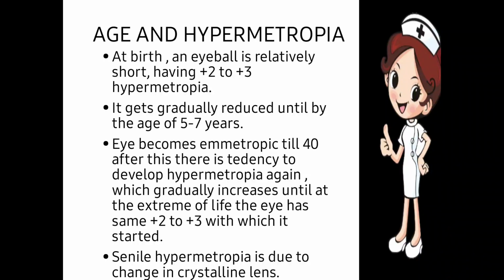Next one is senile hypermetropia, which is due to change in the crystalline lens. If any kind of change takes place in the crystalline lens, then senile hypermetropia takes place. Senile means age related hypermetropia, which I have talked about. After the age of 40, everyone gets the plus power. As the age increases from 40 to 55 and above, the hypermetropia keeps on increasing.